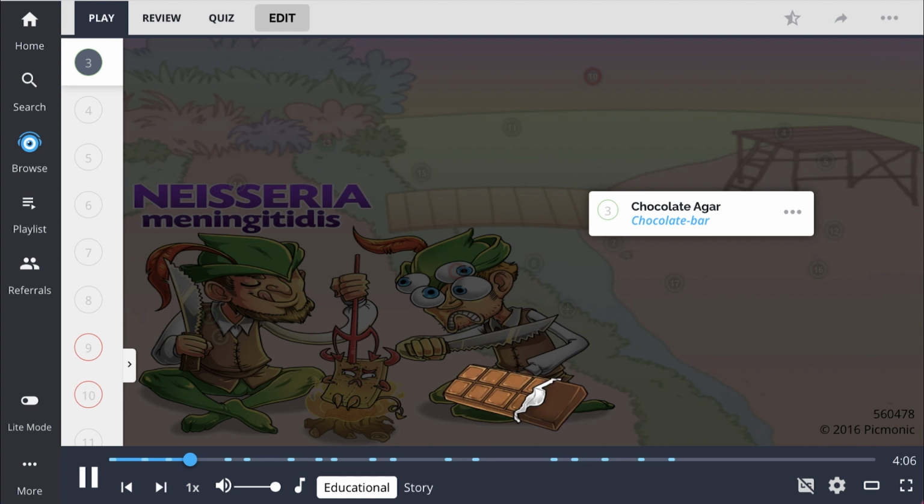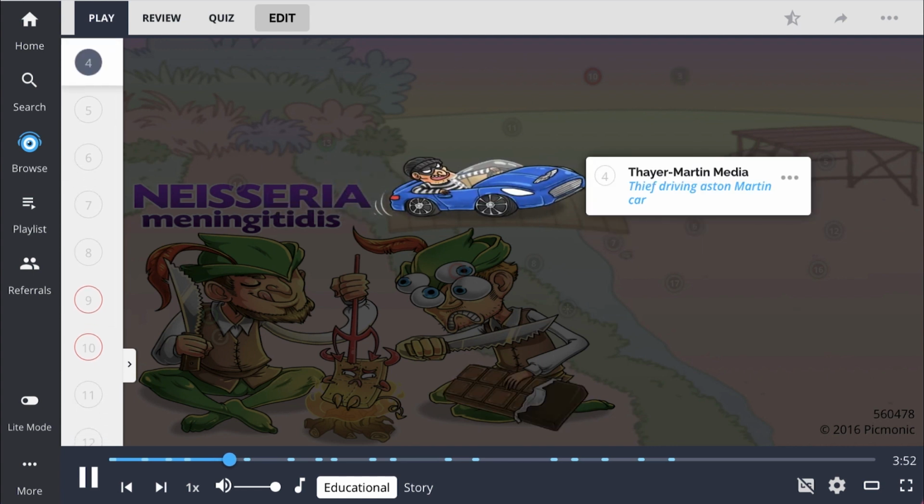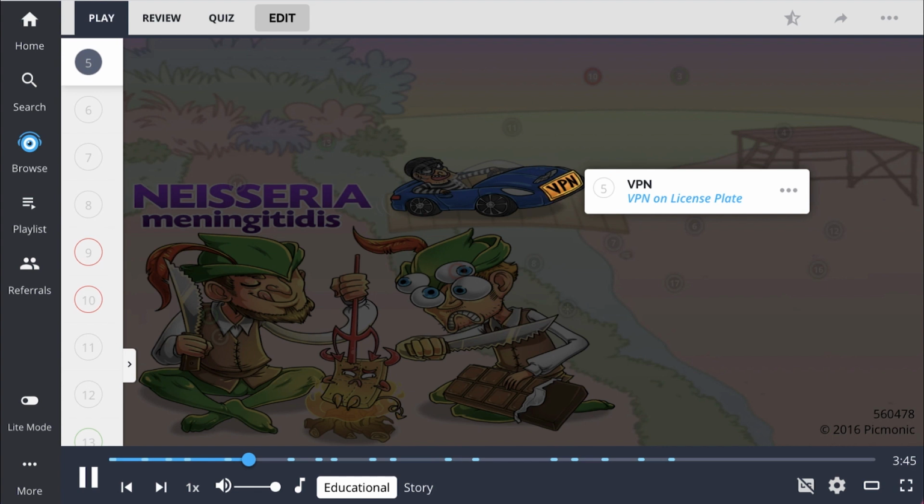Neisseria are fastidious organisms that require special nutrient supplements to grow in laboratory cultures. Specifically, you should be aware that they grow on a medium named for its color, called chocolate agar, seen here as the chocolate bar, and can also be isolated on Thayer-Martin media, shown by the thief driving the stolen Aston Martin car. Thayer-Martin media is also referred to as VPN agar, depicted as the VPN lettering on the license plate, and this is aptly named for the vancomycin, polymyxin, and nystatin antibiotics, which facilitate the growth of Neisseria.